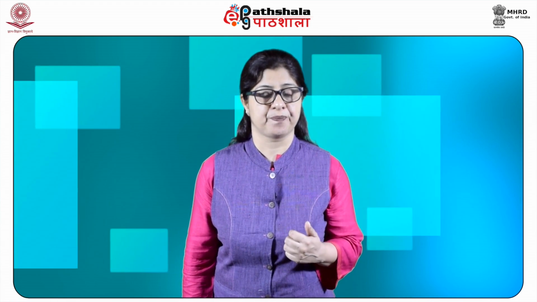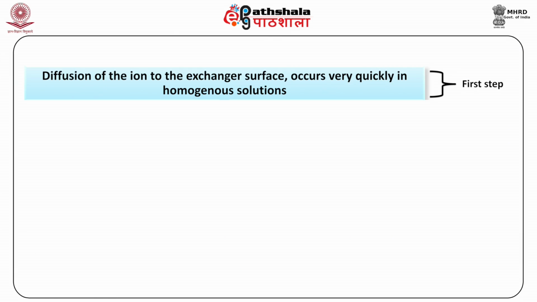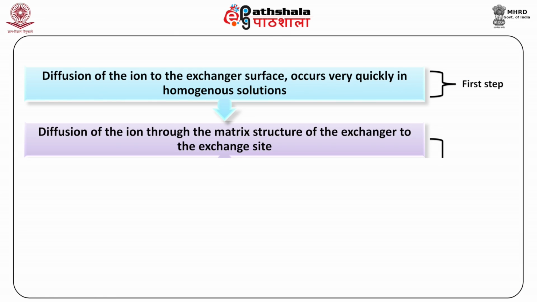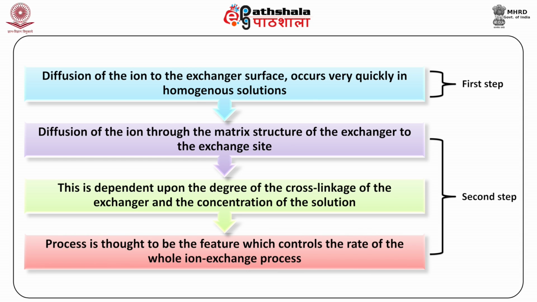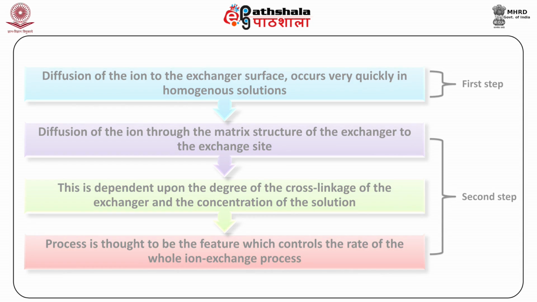The actual ion exchange mechanism is thought to be composed of 5 distinct steps. Firstly, diffusion of the ion to the exchanger surface. This occurs quickly in homogeneous solutions. Secondly, diffusion of the ion through the matrix structure of the exchanger to the exchange site. This is dependent upon the degree of the cross linkage of the exchanger and the concentration of the solution. This process is thought to be the feature which controls the rate of the whole ion exchange process.